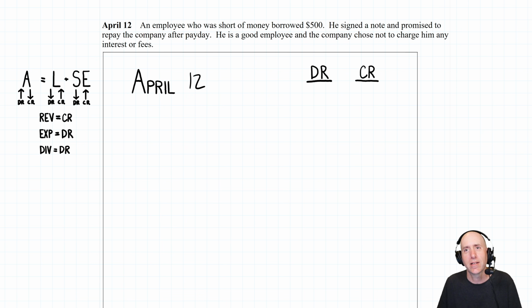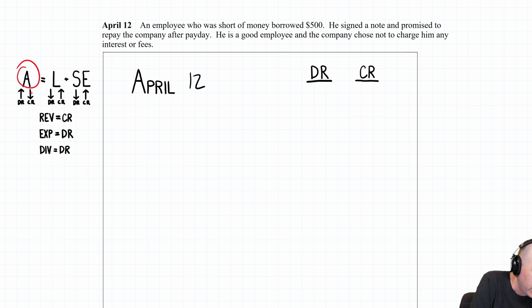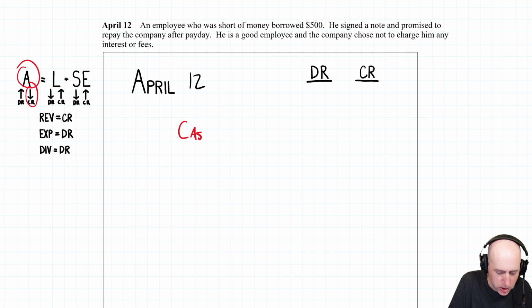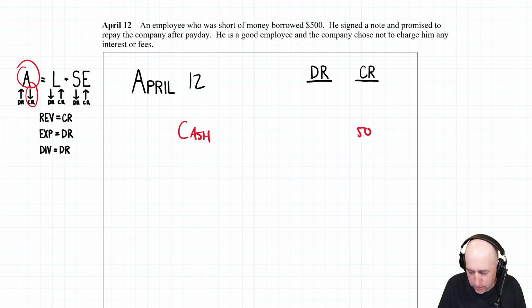Did any money change hands? Yes. Our employee borrowed $500 of money from us. So it's our cash. Cash is an asset, and our cash is going down. We're giving the guy money, or loaning him money. So let's credit cash for $500.